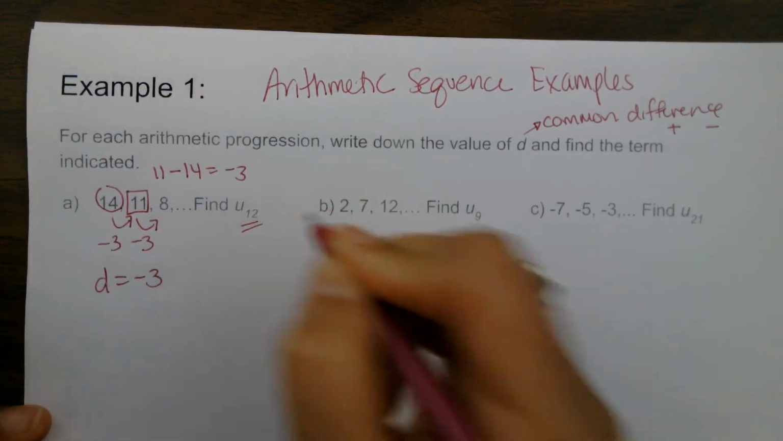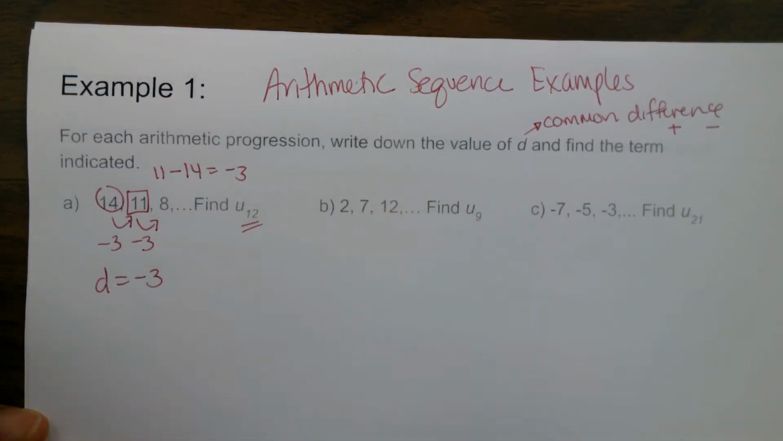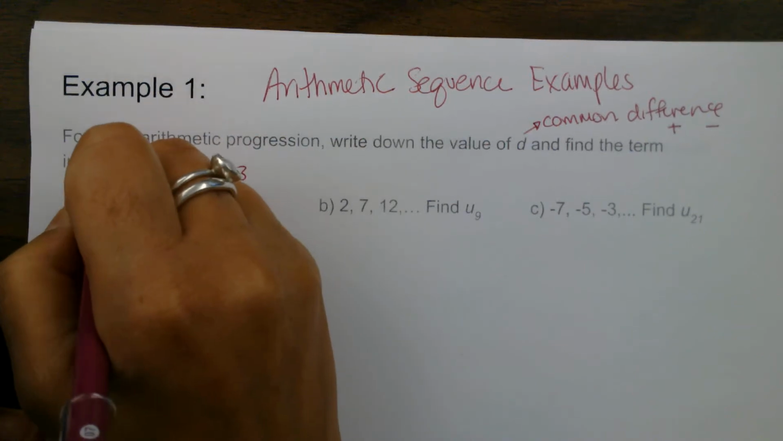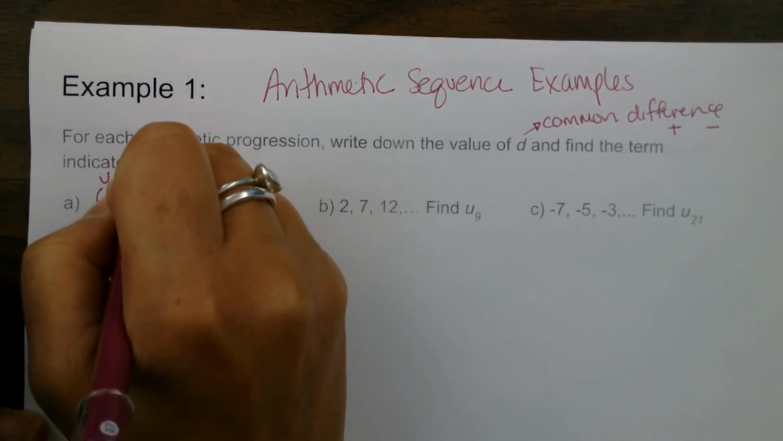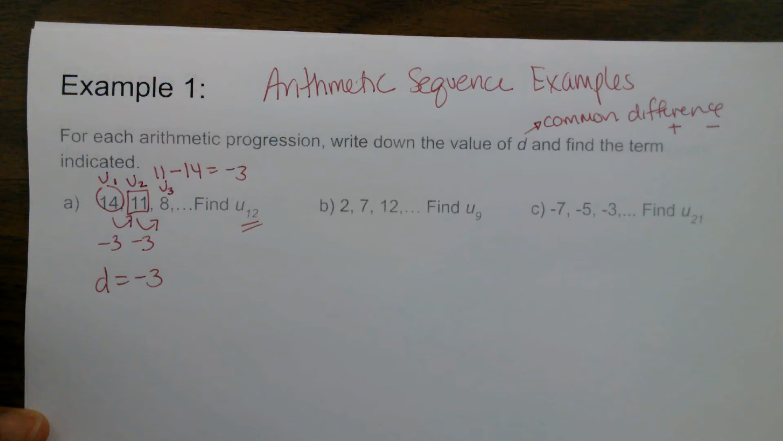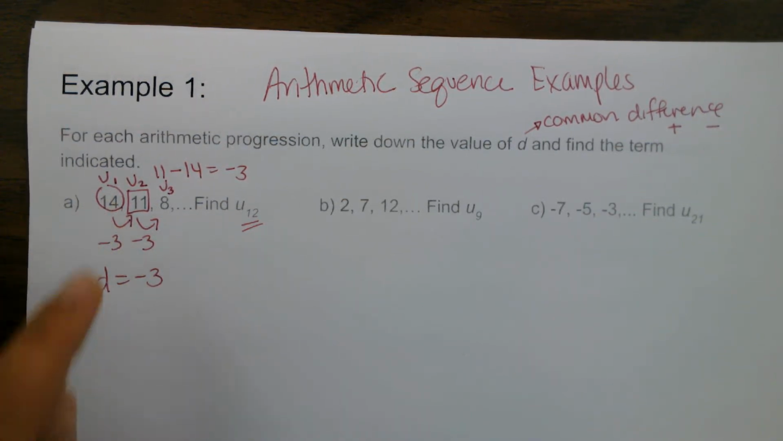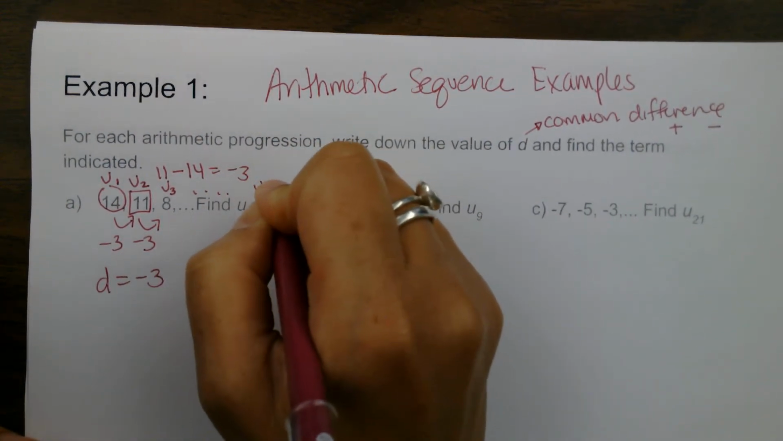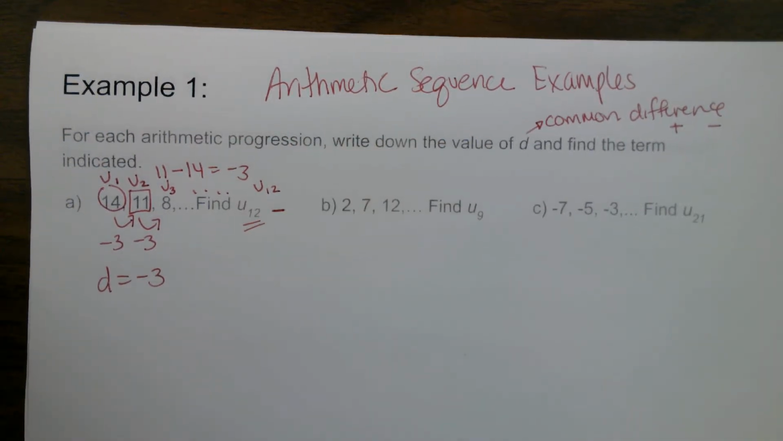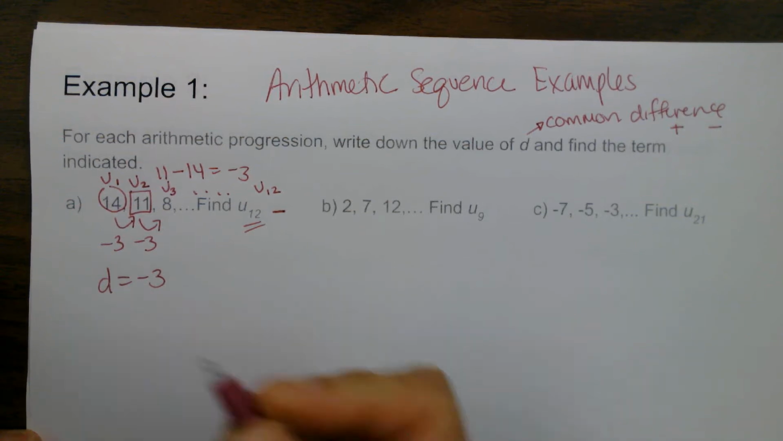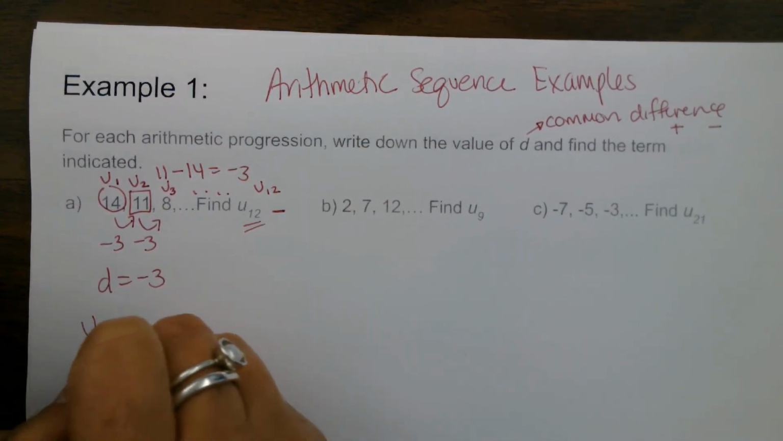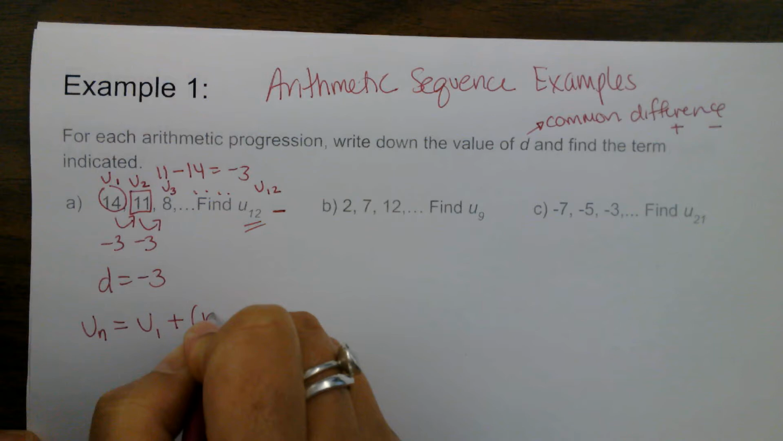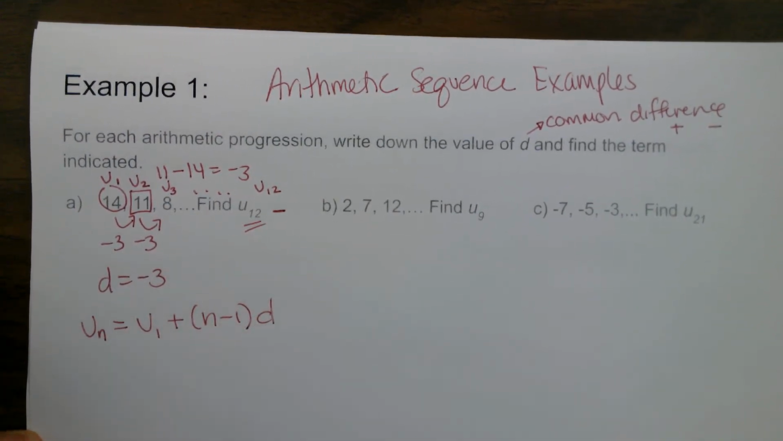Now we need to find u sub 12, so we want the 12th term. This is the first term, this is the second term, and this is the third term. If we kept going, where would we end up? What number would it be at? So we need what's called the general form. The general form is u sub n equals u sub 1 plus n minus 1 times our common difference.